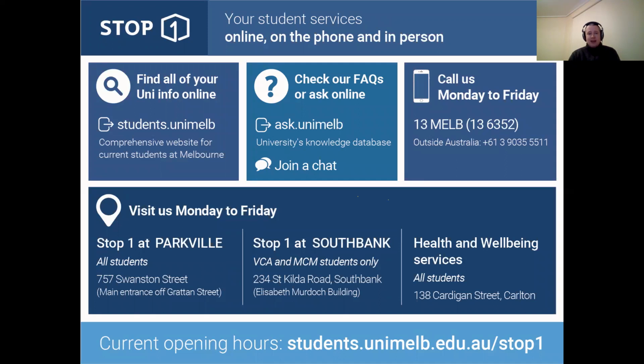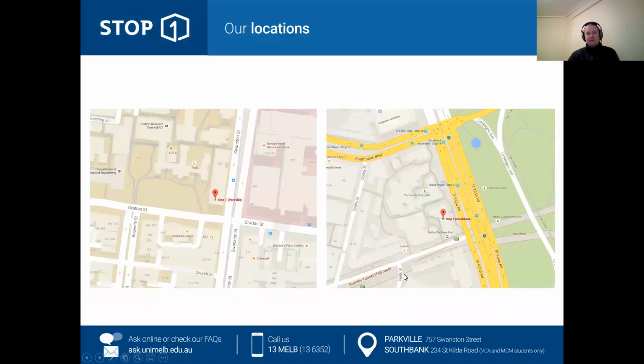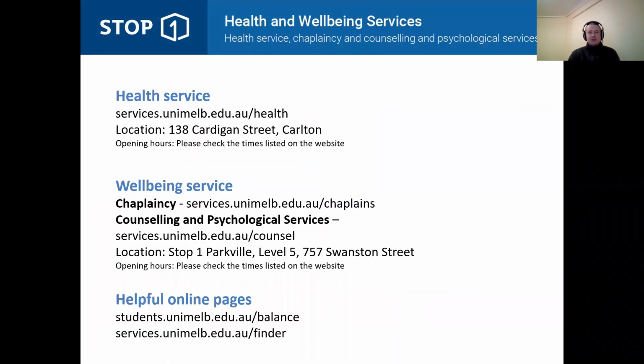How to contact them? Many of contacts you can find them online. They have frequently asked questions online. You can call them. Well, not probably currently you cannot visit them physically. There are 2 locations in Parkville and South Bank, but when these weird times are over, you can also visit them at those 2 locations. And these are the maps of the 2 locations where the Stop one offices are located. So as I said, also health services, well-being services, also helpful online pages, plenty of information to get you started in the first semester or second semester of 2020, which is the first semester of your studies.